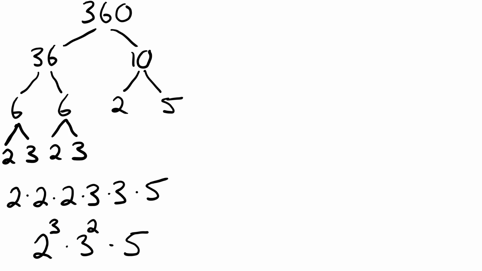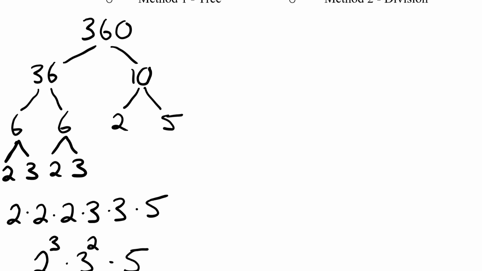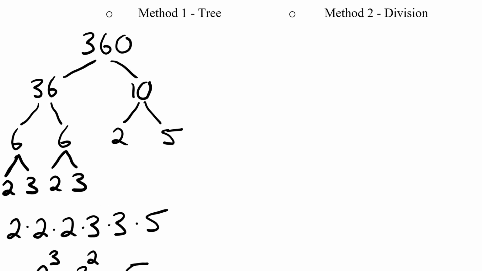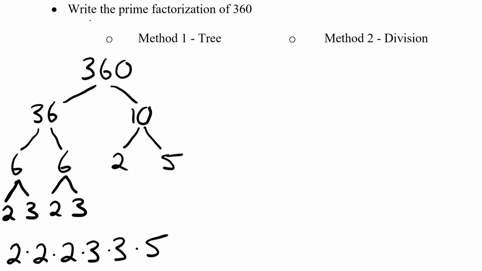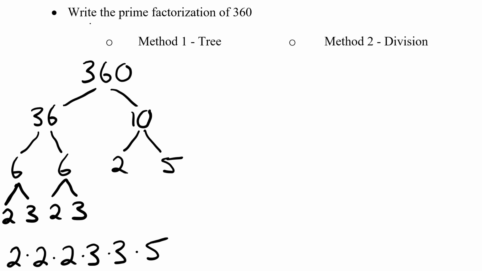So let's go back up and try the second method, method 2, which is division. Now if I get it right, I should get the same answer. Let's take it out. So I start with my number, 360. And I want to start by dividing by the smallest prime that I know, which in this case is 2. 360 divided by 2 is 180.